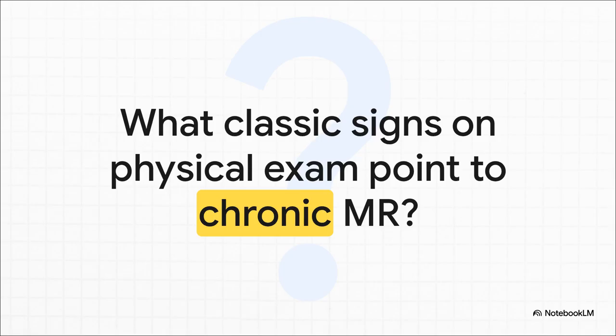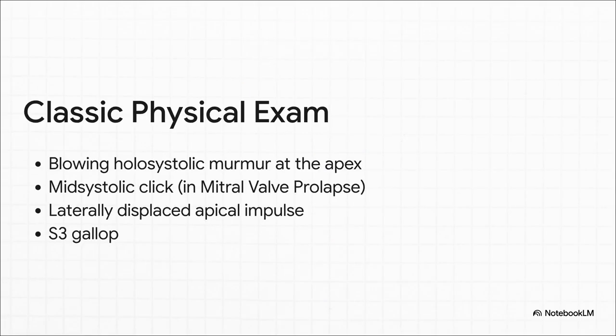The physical exam can tell you a ton about whether MR is present and maybe even how severe it is. So what are you looking and listening for? You're going to hear that classic, blowing, hollow systolic murmur, right at the apex, usually radiating out to the axilla. If the cause is mitral valve prolapse, you might hear a little mid-systolic click just before the murmur. And don't forget to put your hand on the chest. As that left ventricle gets bigger from all the volume overload, you'll feel the apical impulse shift way out to the side. And an S3 gallop, well, that's a dead giveaway for that volume overload and often means the LV is starting to struggle.